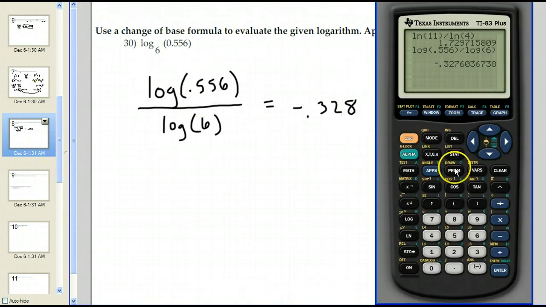Okay. Now, what I wanted to also show you is if you would have chosen natural log to do that, you would have gotten the exact same thing. So natural log of 0.556 divided by the natural log of the original base is also negative 3.28 roughly.